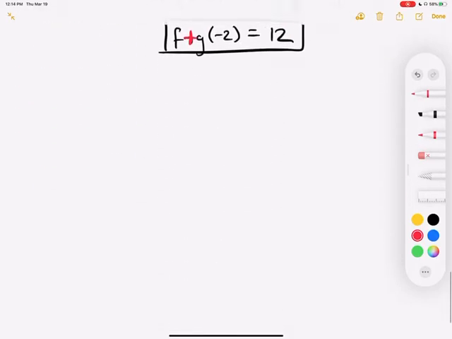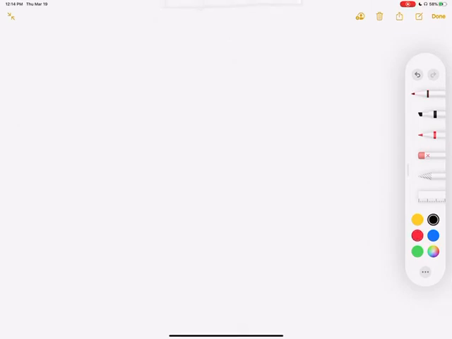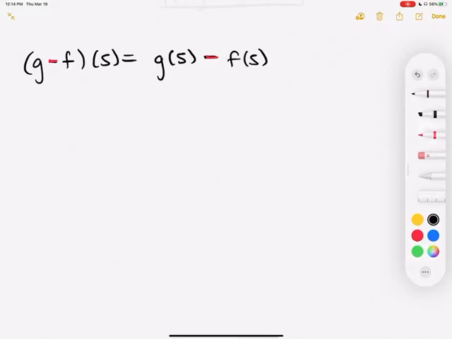Okay, so on the same PowerPoint, I also have another example that says g minus f of 5. This is what I'm going to try to find. So we take the same approach. That means I have to find g of 5 and subtract, in this case, because I have a negative sign in the middle, f of 5. So this is what we're going to be doing.